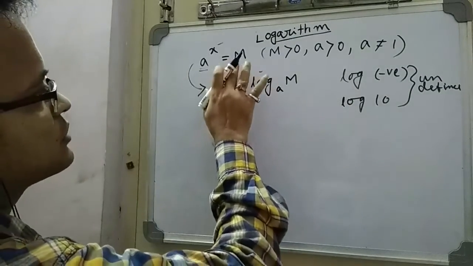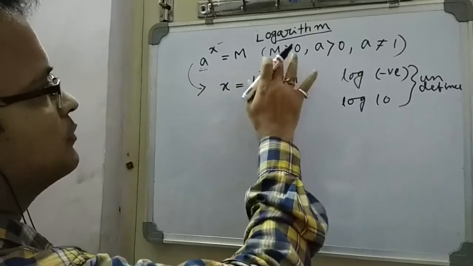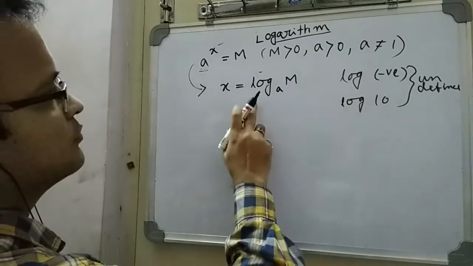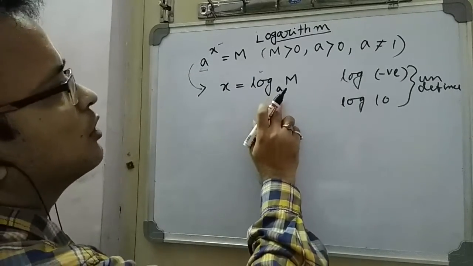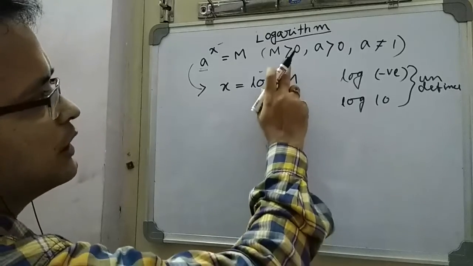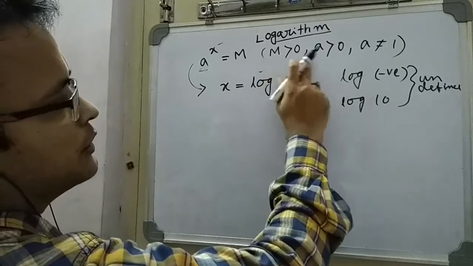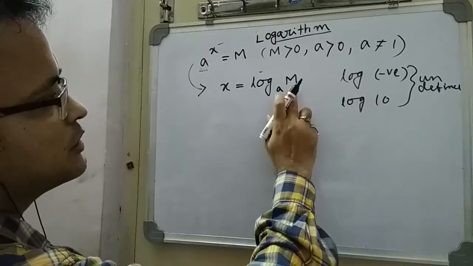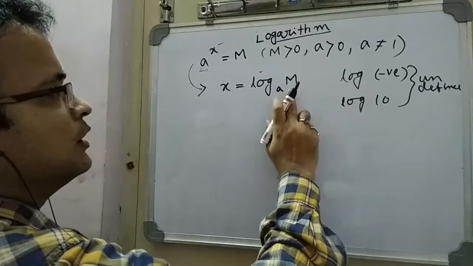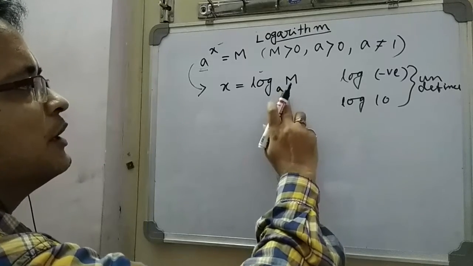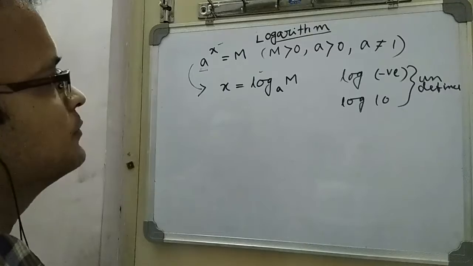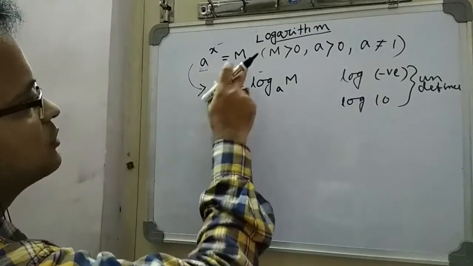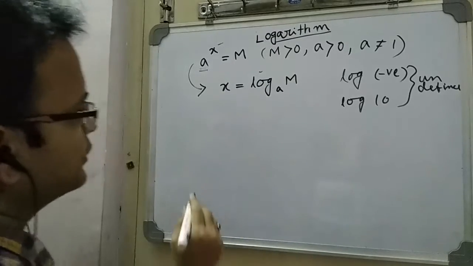Otherwise a to the power x equal to m was valid even for m less than 0 and a less than 0. There was no issue. But for logarithm, m and a should always be greater than 0. That's why I wrote this condition after this line, because when I wrote this it automatically struck my mind that m and a should be greater than 0. So from the definition we can say if a to the power x equal to m, then x equal to log m base a.